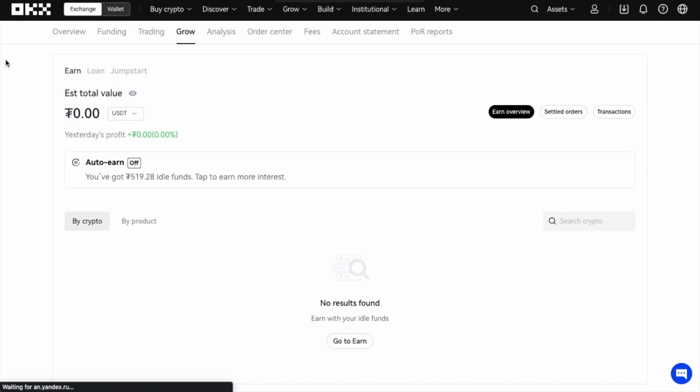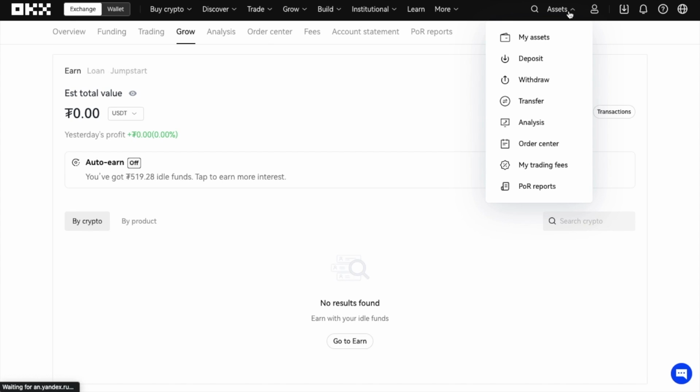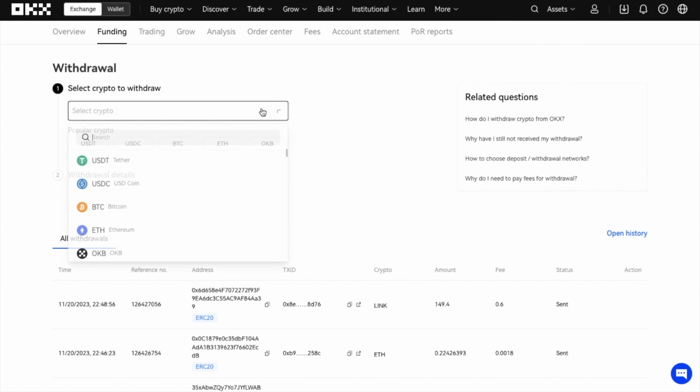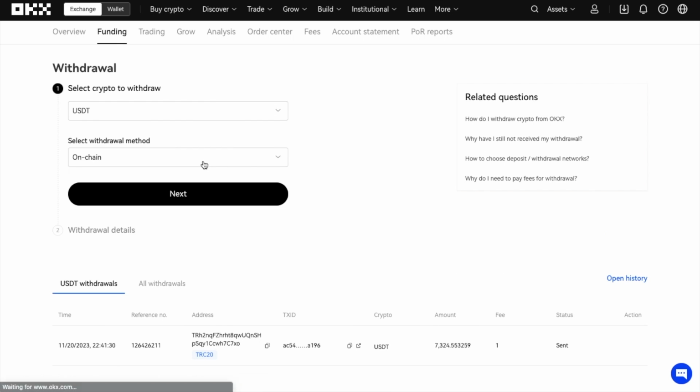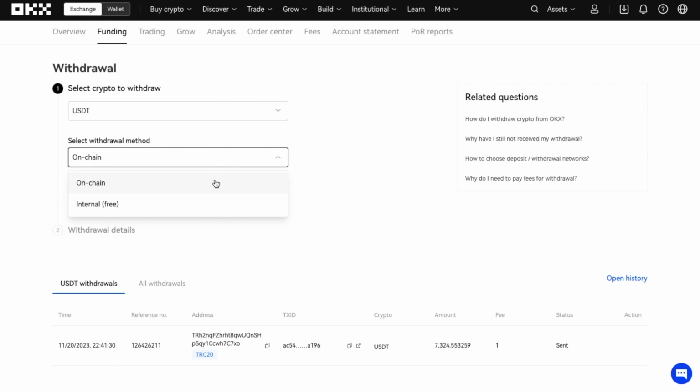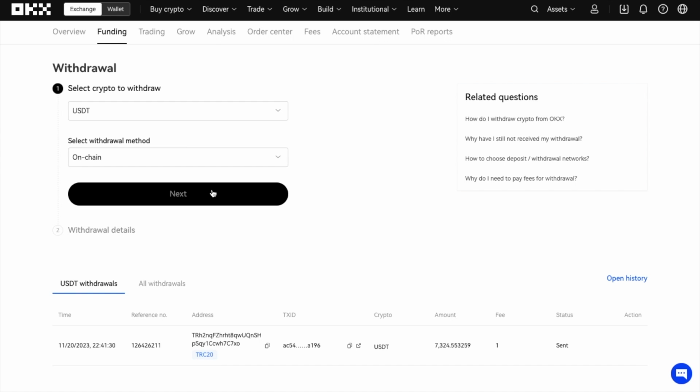And in this example, I'm going to show you how to withdraw to a Ledger hardware wallet. And I've got links below for some different hardware wallets. From the Assets drop-down, choose Withdraw. And then select the crypto that you'd like to withdraw. You're then asked for a withdrawal method, which is either on-chain, which as it states is to a wallet or exchange, or internal if you're transferring to other OKX users. As I said, I'm withdrawing to my hardware wallet, so I'm going to select on-chain.